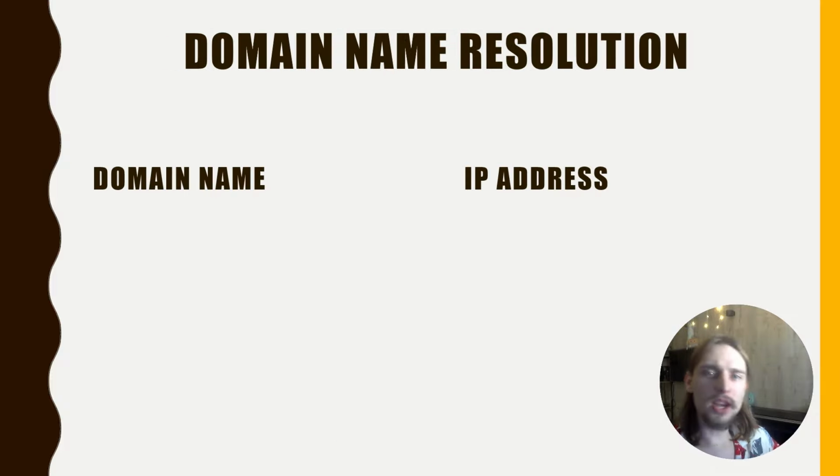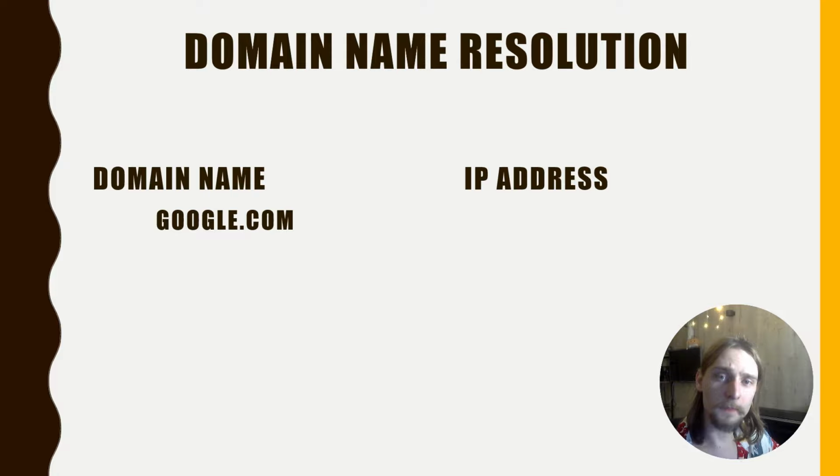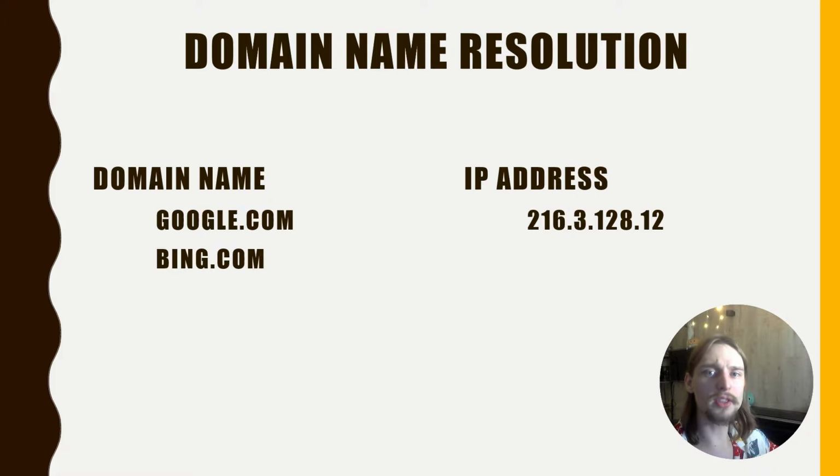To open a web page in the browser, you usually type something like google.com in the address bar. But the server where the files are stored doesn't know about the google.com domain. Instead, the server has a unique IP address. That means when you type google.com in the address bar, the browser needs to convert the domain name into the IP address of the server. This process is called domain name resolution.